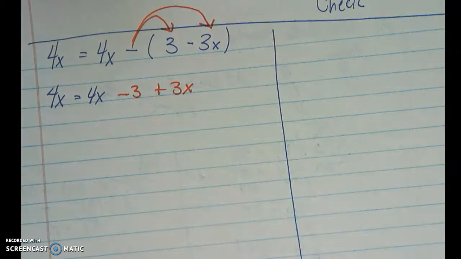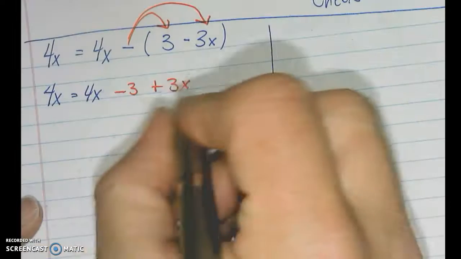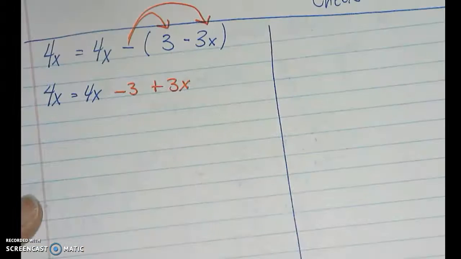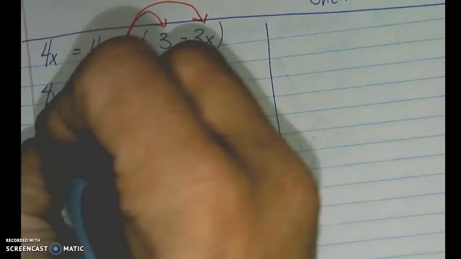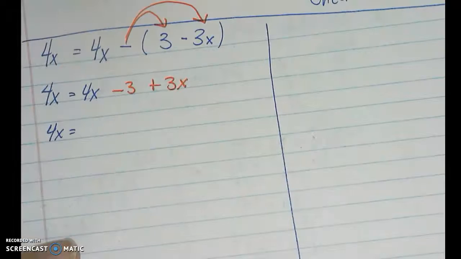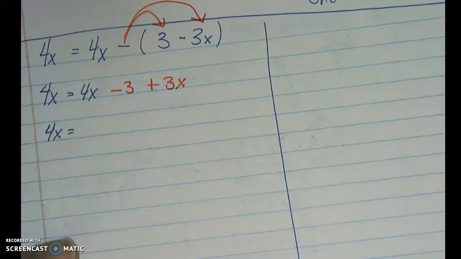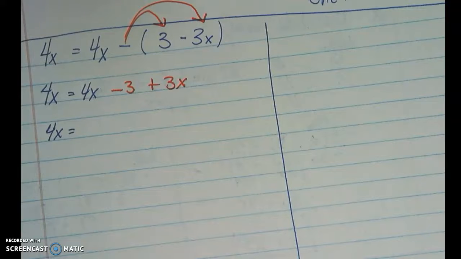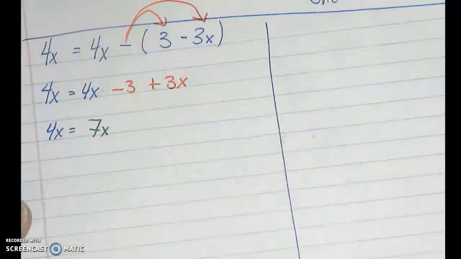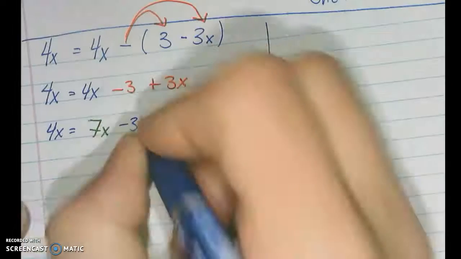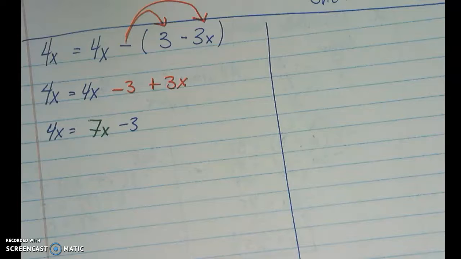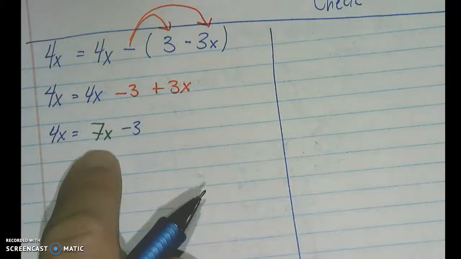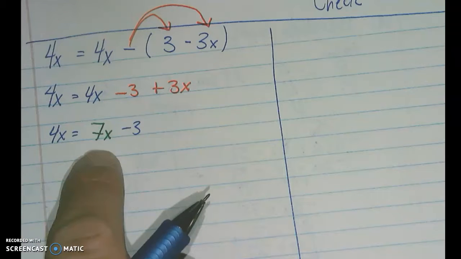All right, now here comes the cool part. Let's add these two together because they're on the same terms, right? They're on the same level. So this stays, so that's going to be 4x. What's 4x plus 3x? 4 plus 3? 7. So we're going to have 7x minus 3. All right? So we have an x over here and an x here, so we need to move our x's together, correct?